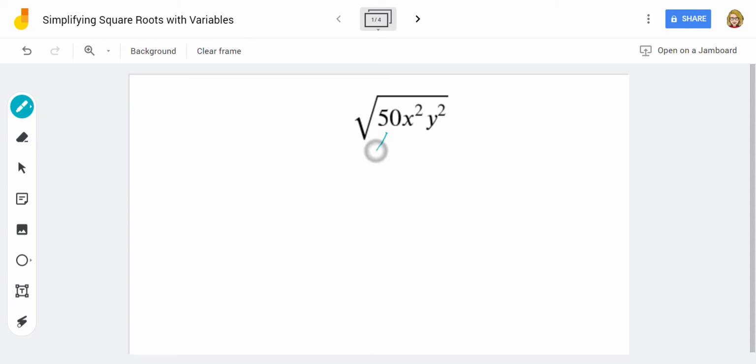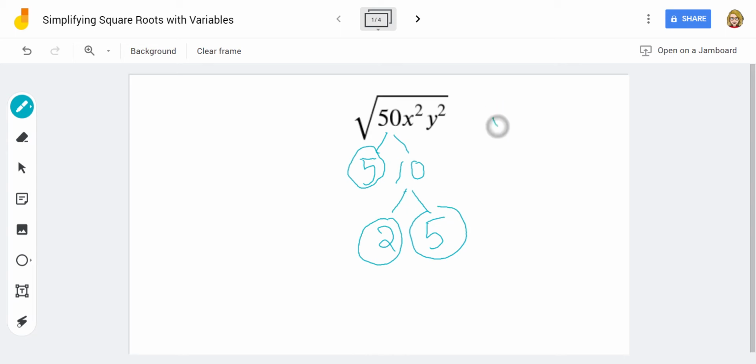I am going to factor 50. So 5 and 10 go into 50. 5 is prime, so I'm going to circle it. And then I am going to factor 10. The factors of 10 are 2 and 5. I'm going to circle those.